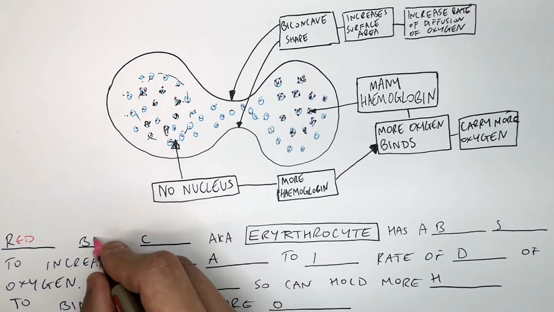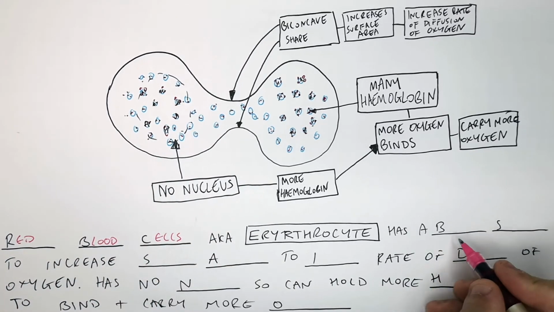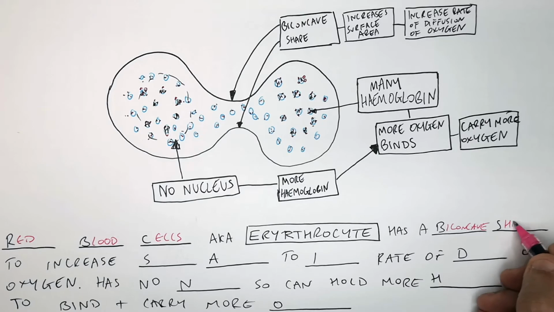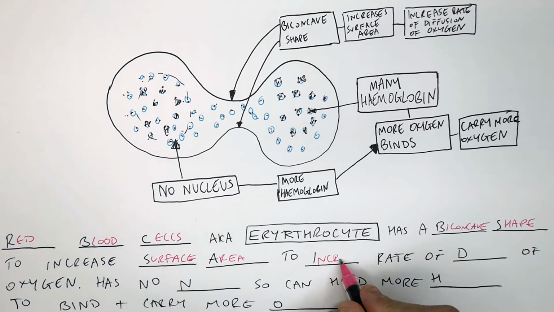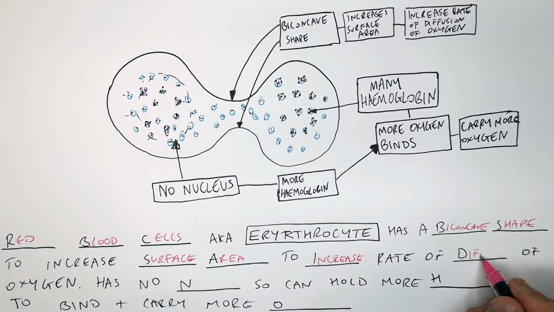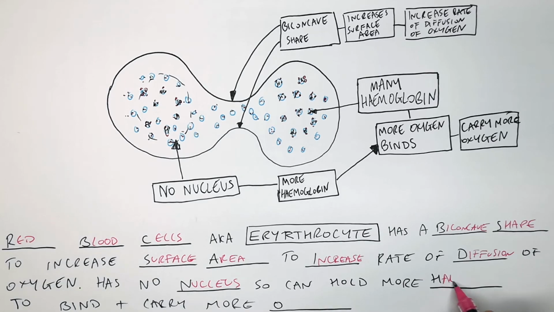Red blood cells, aka erythrocytes, have a biconcave shape to increase the surface area, to increase the rate of diffusion of oxygen. They have no nucleus, so they can hold more haemoglobin to bind and carry more oxygen.